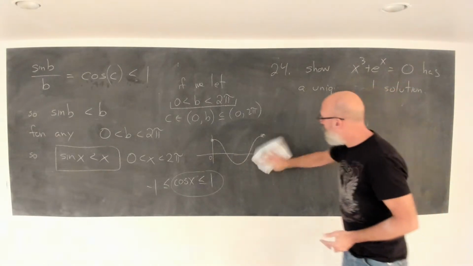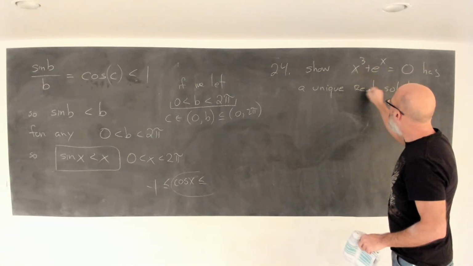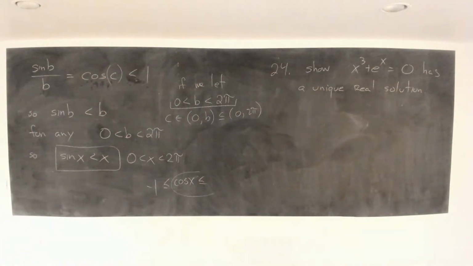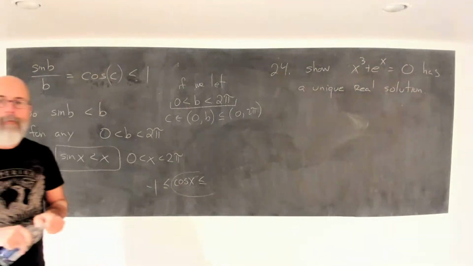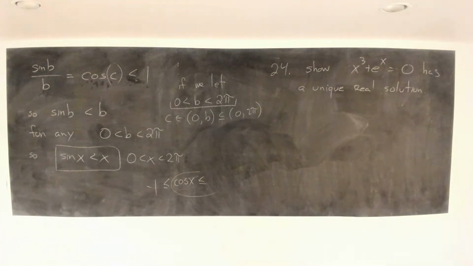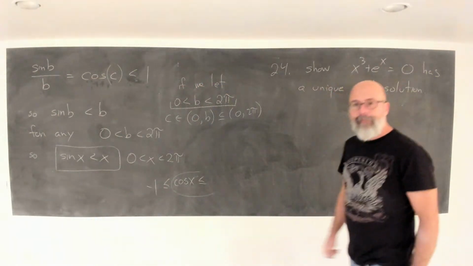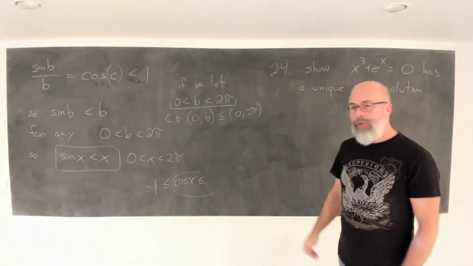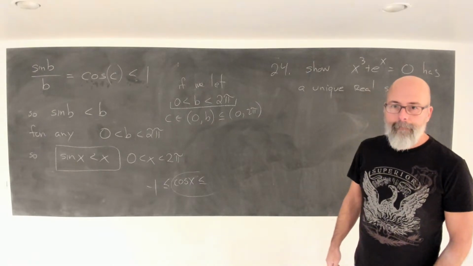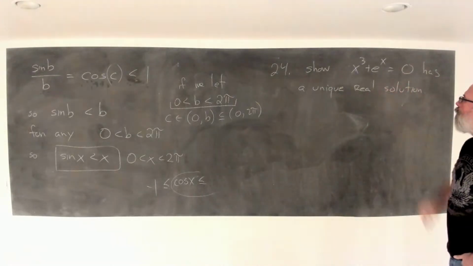Oops. Rubbing that off there. Unique real solution. Right? It's a very nice, slick proof that sine x is less than x, which we like to use in the limit idea there. All right. Show that this has a unique real solution.